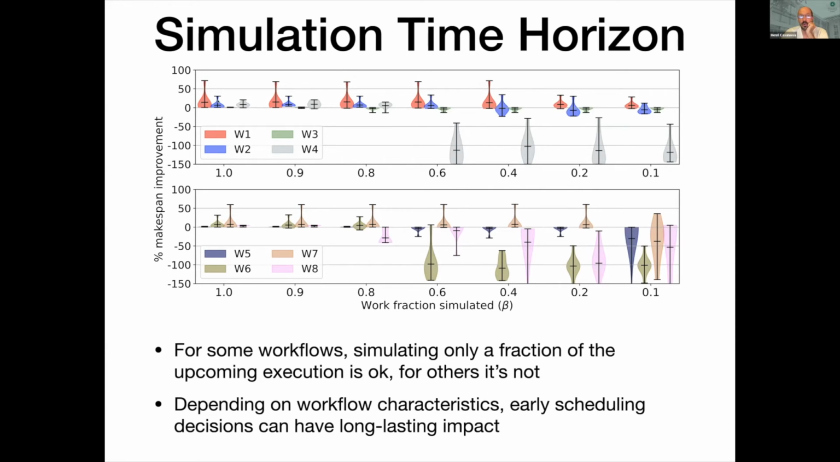And the answer is that for some workflows we do. So for the red workflow, when we simulate only 90% of the remaining work, we still have very good results. And in fact, we see that the red distribution is almost entirely above zero, even if we simulate only 10% of the remaining work. So for the red workflow, for instance, we can make the simulation very myopic and it still works well. And it's because for that workflow, due to its structure, the scheduling decisions we make early on don't really impact the execution in the later stages.